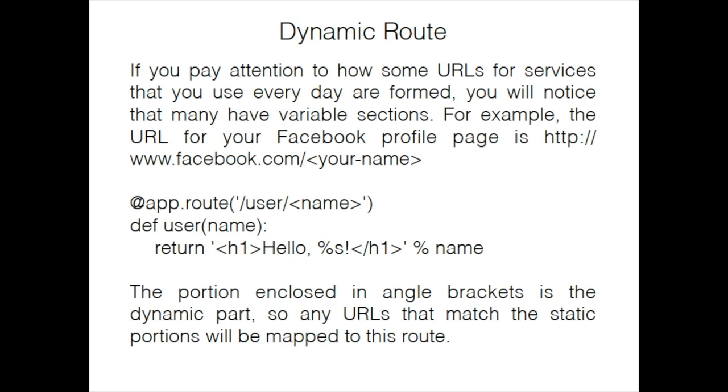So it prints this: hello, percent s. It means a string, which I can imagine you know from Python. And we put this name here. So if I write anything here, I will see it in my page. I'm not creating 1,000 pages for each person. I'm creating one page, one route, and I make it done with this simple syntax.